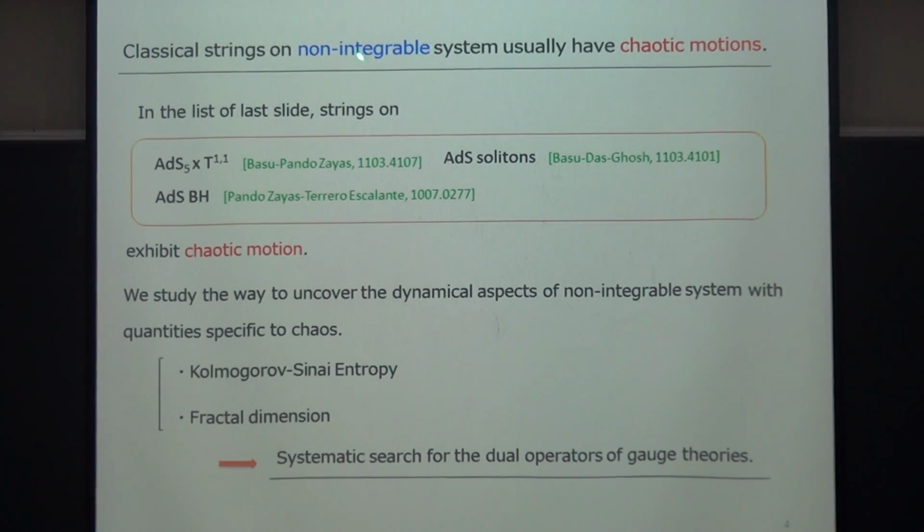And it is known that classical strings on non-integrable systems usually have chaotic motions. For example, in the list of last slides, strings on AdS5 times T11, AdS solitons, and AdS black hole are known to exhibit chaotic motion. So we study the way to uncover the dynamical aspect of non-integrable systems with quantities specific to chaos, like Kolmogorov-Sinai entropy and correlation dimensions. And today, I'd like to talk about Kolmogorov-Sinai entropy and related laws mainly.